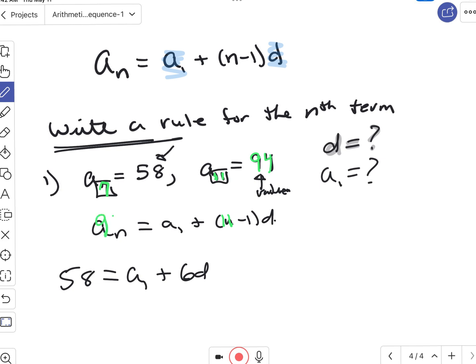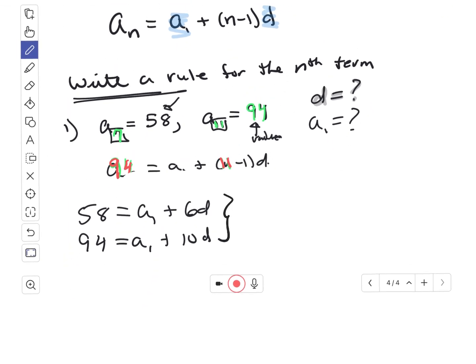So this is the value of the 11th term. That's what the n and the a sub n represent. It's the term and its value. So the 11th term has a value of 94. And then if we simplify that, doesn't that give us a second equation? And what we've created is a system of equations.